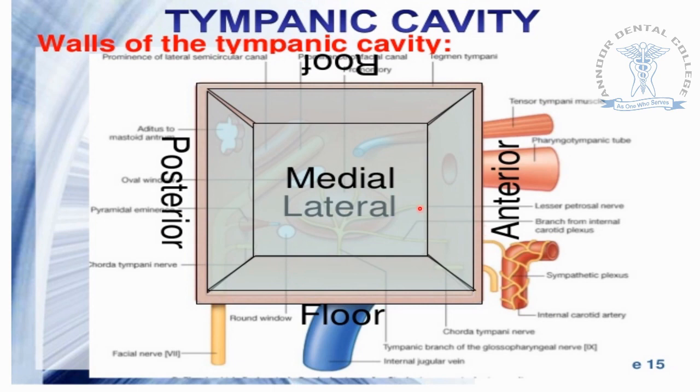The cavity of the middle ear consists of a floor, a roof, a medial wall, a lateral wall, a posterior wall, and an anterior wall.